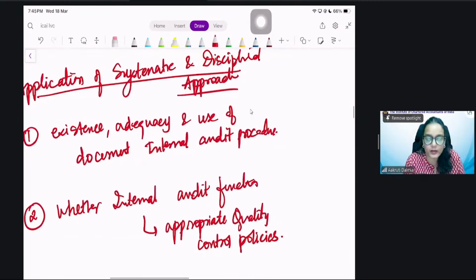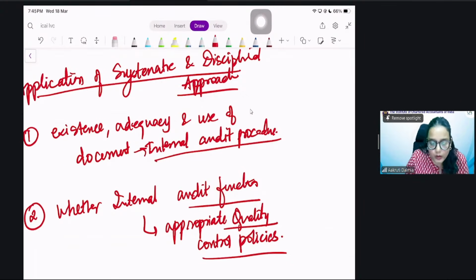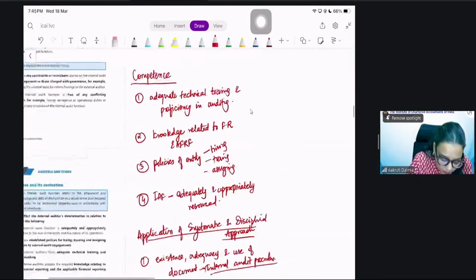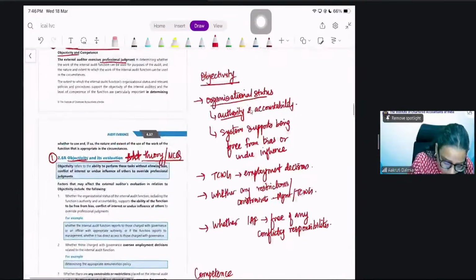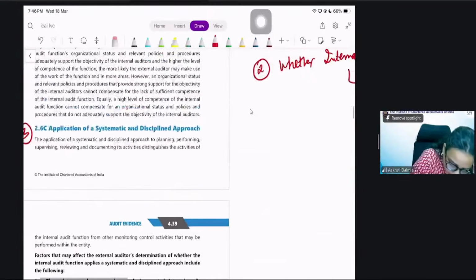So how to check whether the internal audit function is systematic? Existence and adequacy of use of a document for internal audit procedure, and whether the internal audit function has appropriate quality control. That's it. So this is actually one of the most important answers. I have taught you everything. You can just mark here that this needs to be studied and learned.